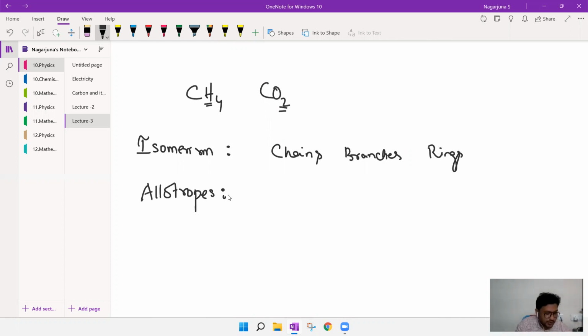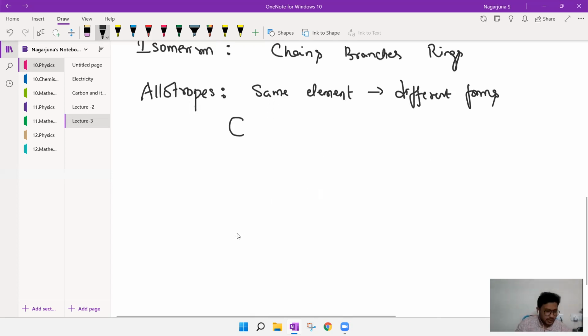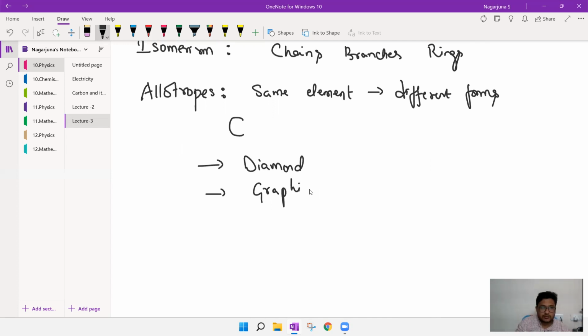Allotropes are nothing but when the same element is obtained in different forms. For example, carbon, because we are in the chapter on carbon and its compounds. You can observe carbon in different forms like diamond. You can get it as graphite. You can get it as fullerenes.